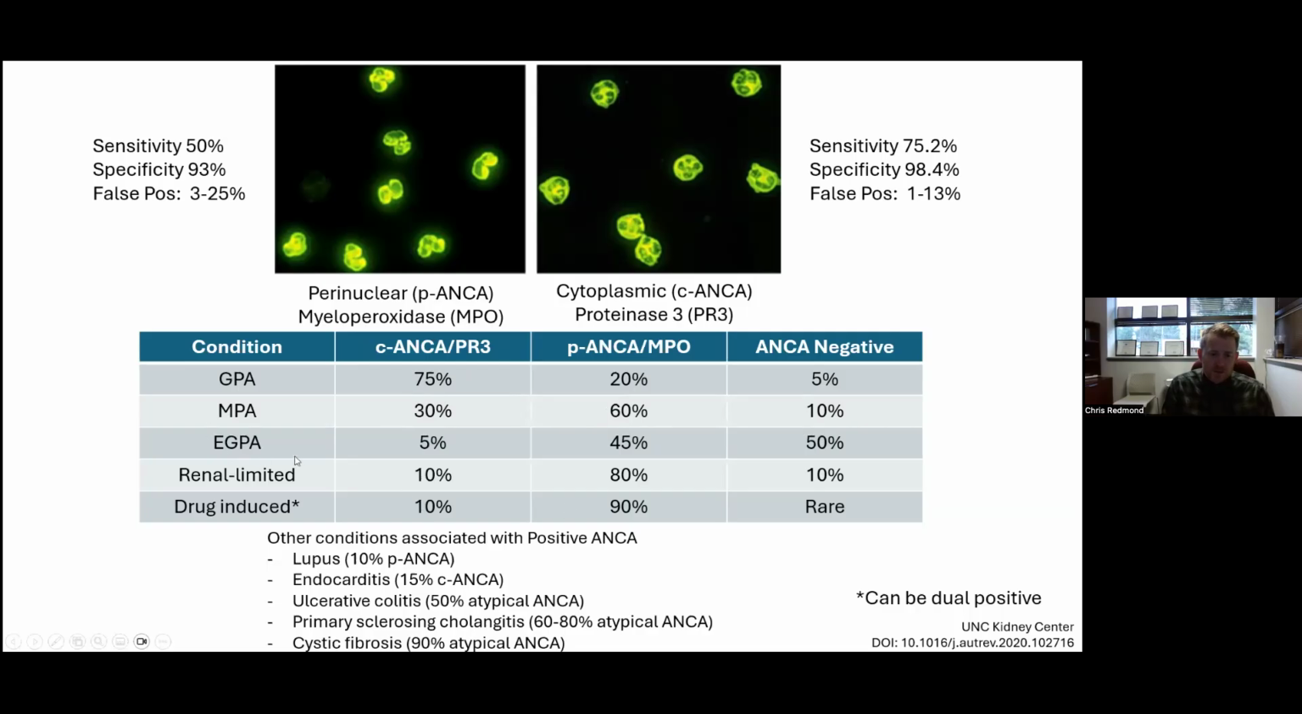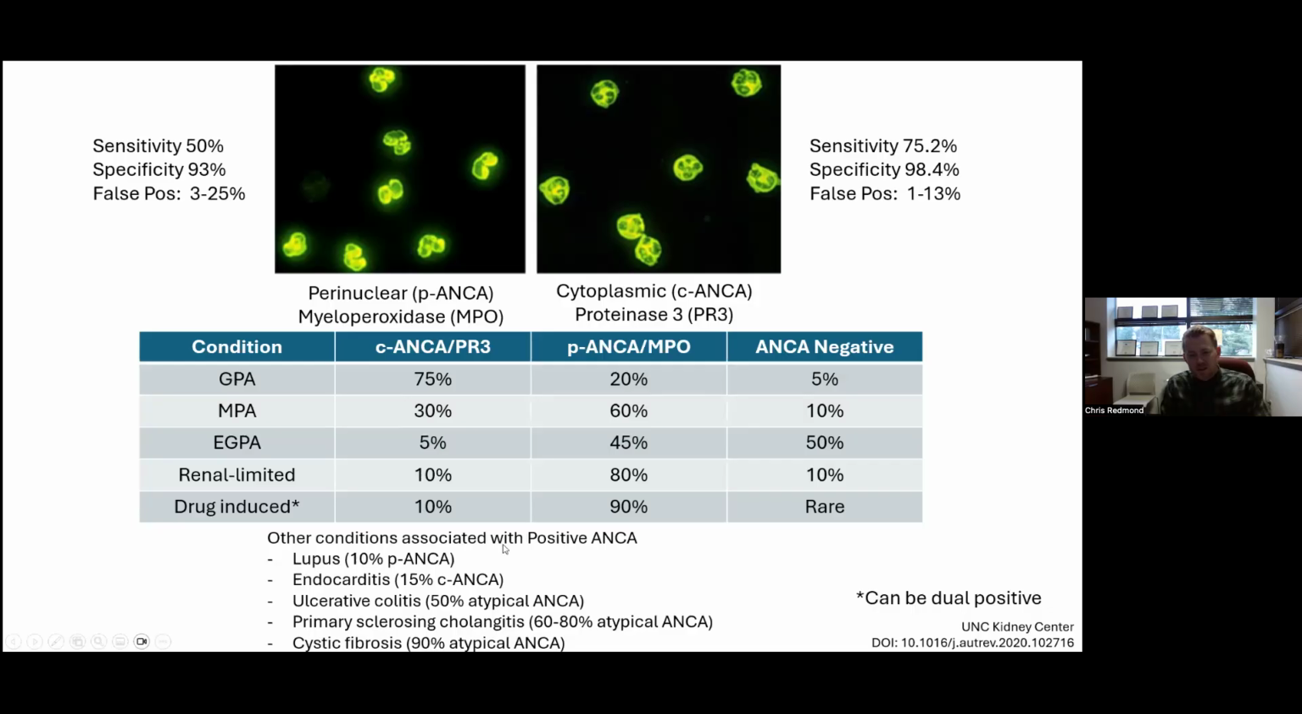Eosinophilic granulomatosis with polyangiitis, about 50% will have antibodies, mostly MPO, and 50% will be negative. Renal limited, this just means a vasculitis that is just isolated to the kidneys. Most of those are MPO positive, and then you can have a drug-induced that can be both, or it can be dual positive as well.